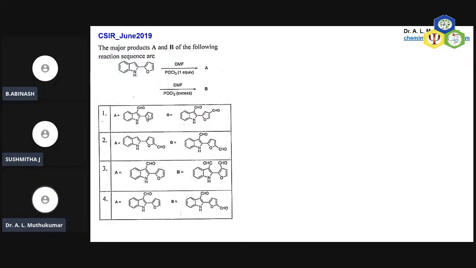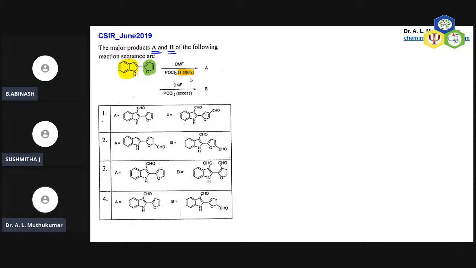Recent CSIR, that is 2019 CSIR, they have asked the question. So actually this question is a little tricky one. You can see the major product A and B of the following reaction sequence. So this compound contains indole ring, and at the same time this compound also contains furan ring. So now which is more reactive? That is the question. You can check with the first step. The first step, what is happening? DMF and POCl3, one equivalent they are using. That means only one time you can introduce the aldehyde functional group.